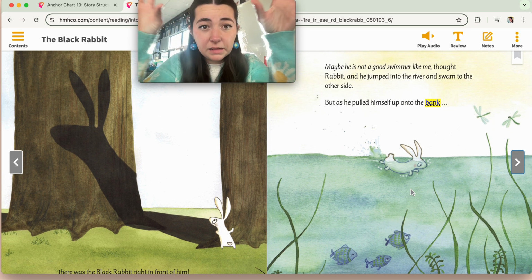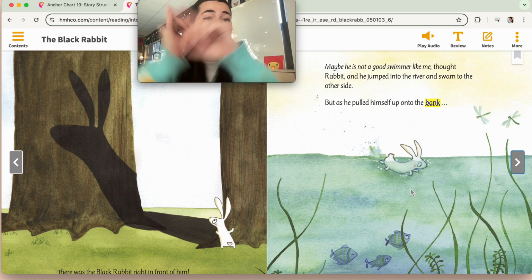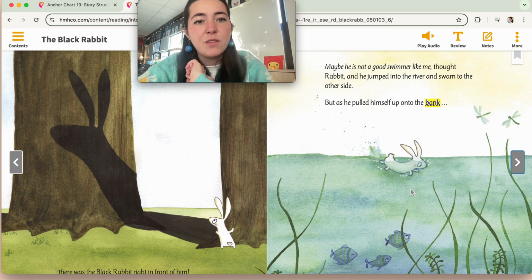Okay, so we're in the middle of our story now because we're figuring out different ways to solve the problem. Rabbit tried running away. He tried hiding behind a tree. Did those work? No, he's still where he is.